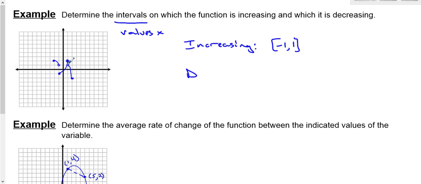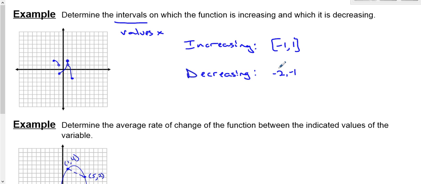And if I look at the third curve, that is going downhill. So the other parts of this graph are decreasing. So again, I want to identify going from left to right, where is my graph going downhill? So going downhill, starting here at -2 and stopping at -1. So I'm going from -2 to -1.